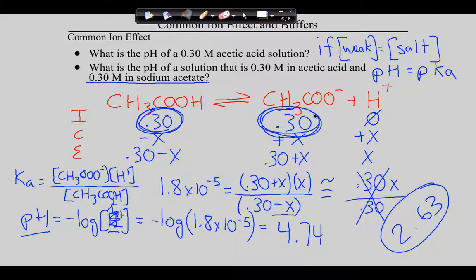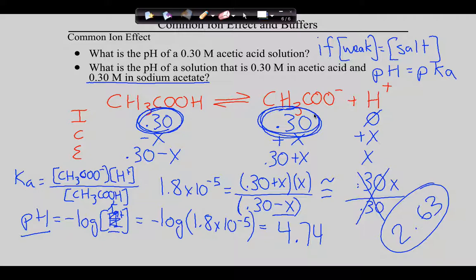But that only works because of all of this math. Because when the molarities are the same, they cancel. The hydrogen ion concentration is Ka, so the pH is pKa. You get the idea? So questions. I know I've been ignoring some, but let's do them now if you're ready.